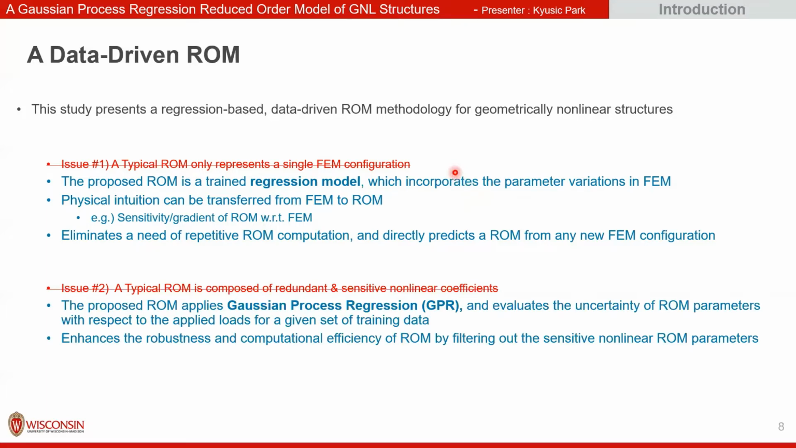Also, in this work, a Gaussian process regression, or GPR, is applied for the data-driven ROM, which enables ROM to evaluate the uncertainty of the ROM parameters with respect to the applied loads. Then the uncertain or sensitive nonlinear ROM parameters can be efficiently filtered out using this function provided by GPR.